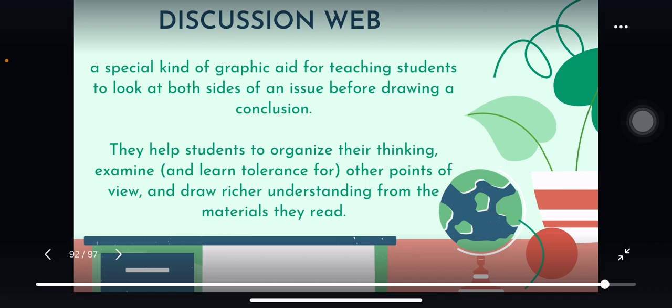So it means, guys, that upon making a discussion web, students will be able to use their critical thinking to examine what the other meaning of that statement or photo could be, wherein they can think and understand it very well and deeply, in a way that they can provide some information from the other point of view.